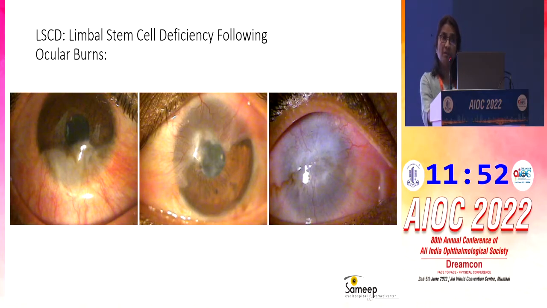But this healing is also good. I would say that if you reach this end result in acute burns, it is a good achievement. Once you have reached this level, you can definitely do a lot of reconstruction for these cases.